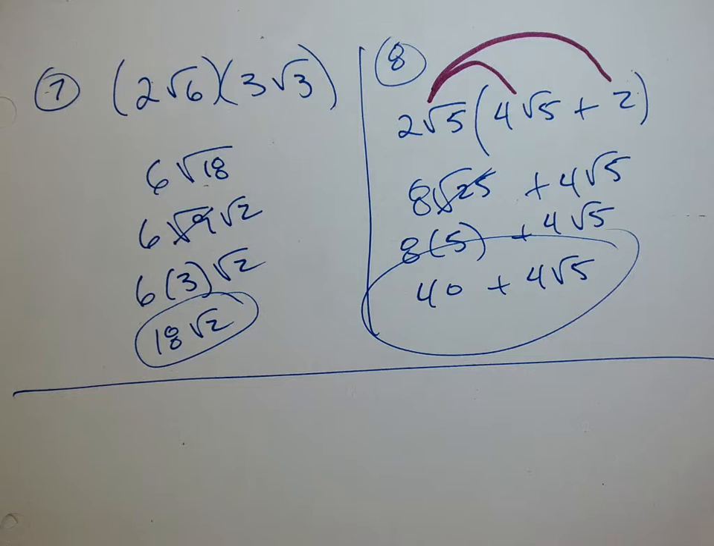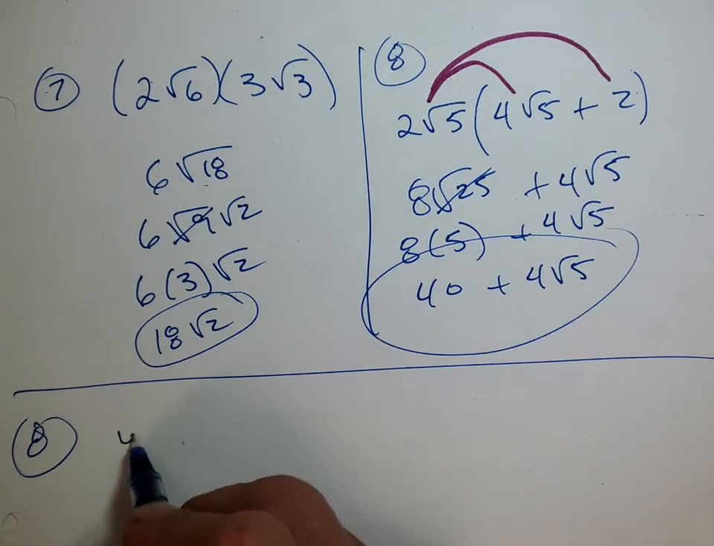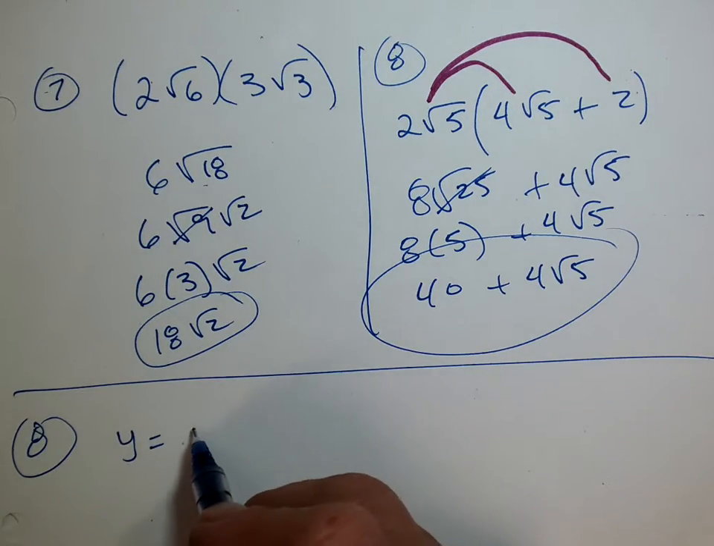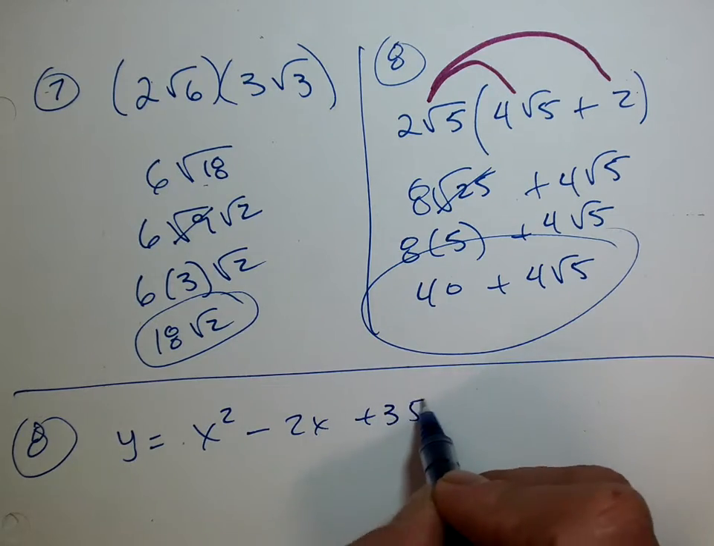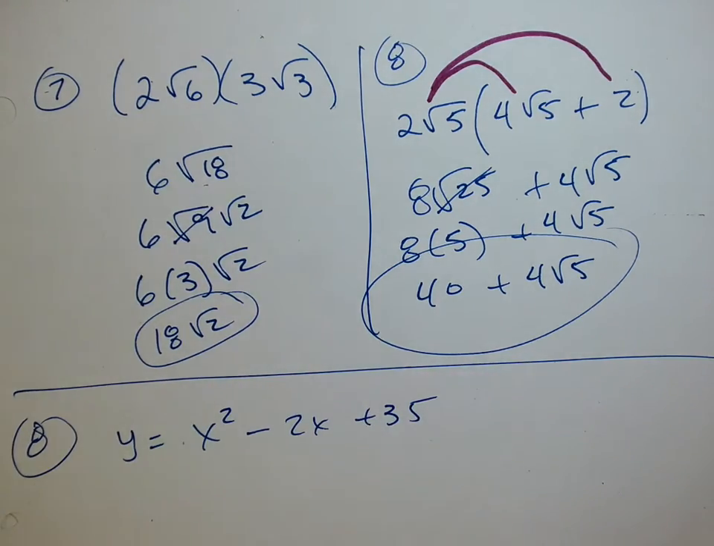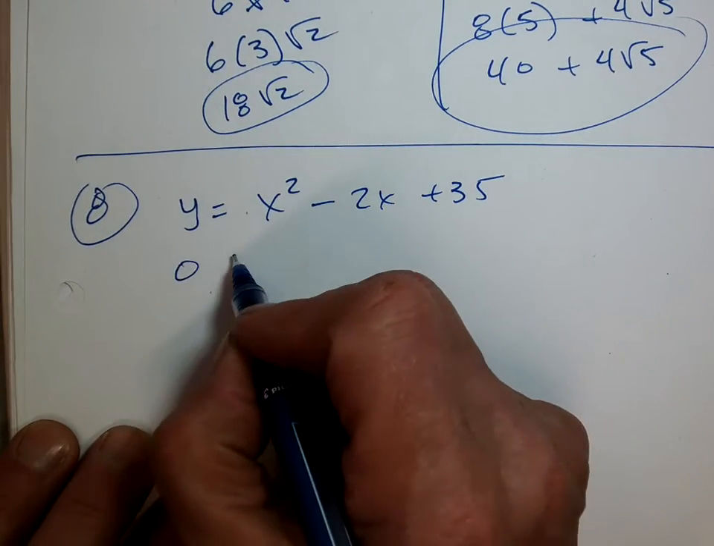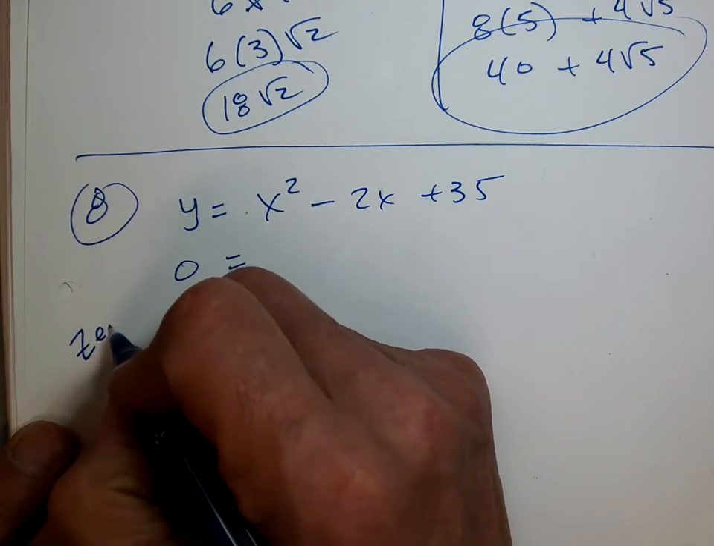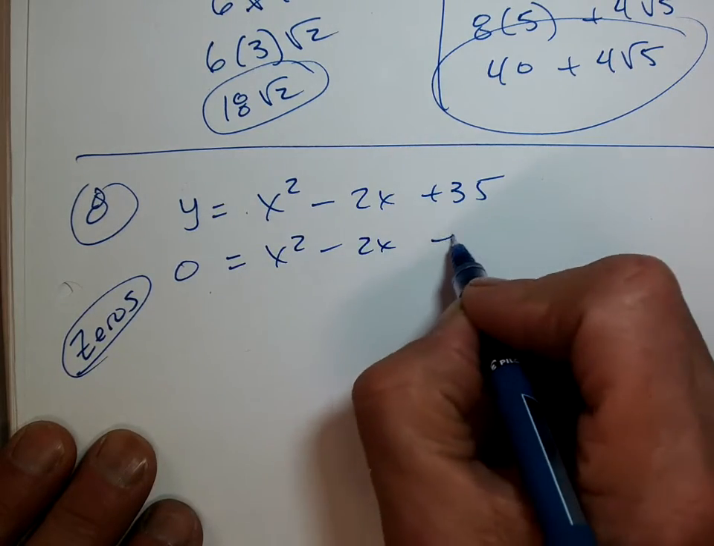All right, second number 8. I got 2 number 8s, okay? First of all, number 8, I've got y equals x squared minus 2x plus 35. And it says, first of all, find the zeros. So 0 equals x squared minus 2x plus 35.